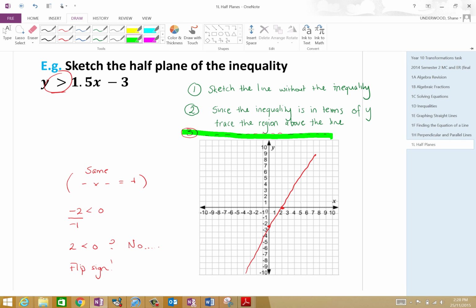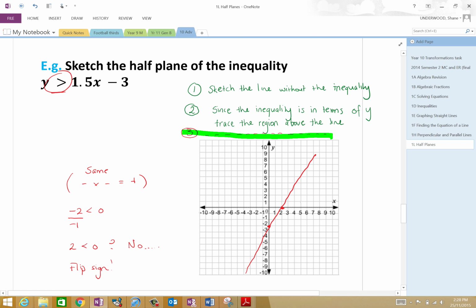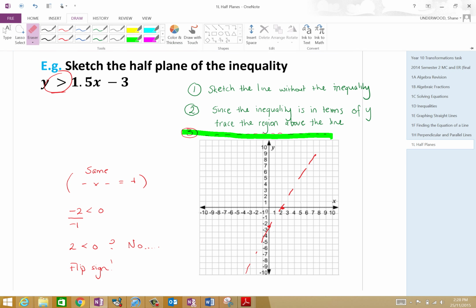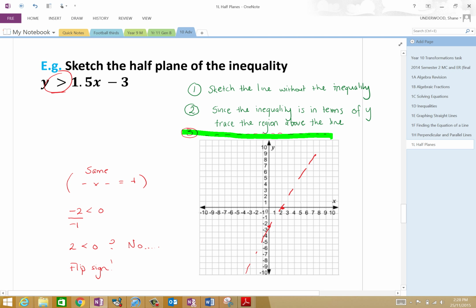So what we need to do is get our eraser out and make that line a broken line, doesn't it? Now, of course, if I was to sketch that line, I would find that I have an x-intercept of 2 and a y-intercept of minus 3. And I'm not going to go through how we got that, because that should be already assumed knowledge. But now we're looking at the region greater than that line.